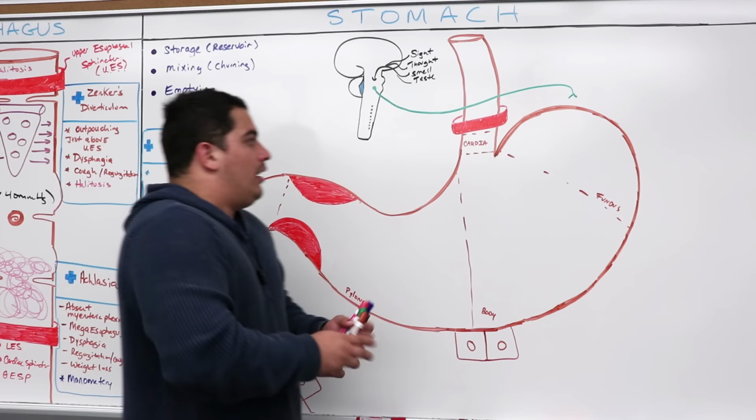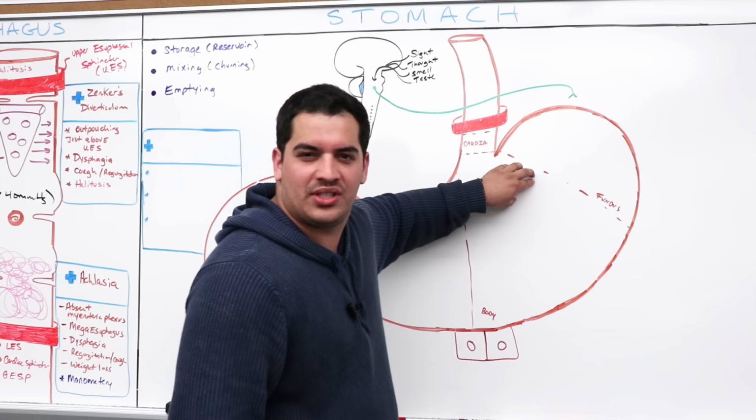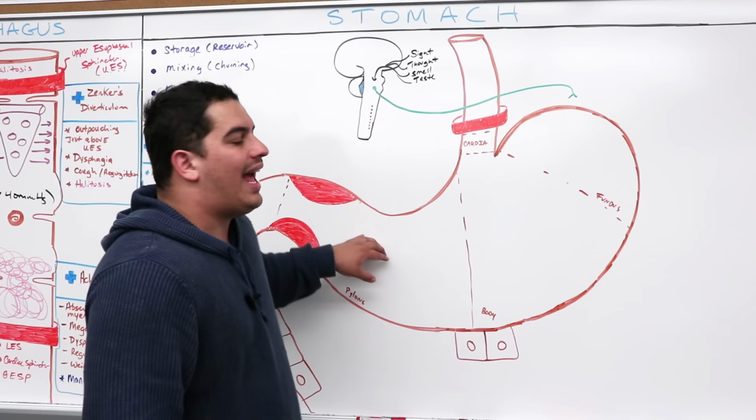Here's what I want you to think about with the stomach. The stomach is kind of weird. It actually can act as two individual organs, if you will. The fundic portion and the upper aspect of the body can act as one specific function, and then the remaining part of the body and the pylorus have another function.